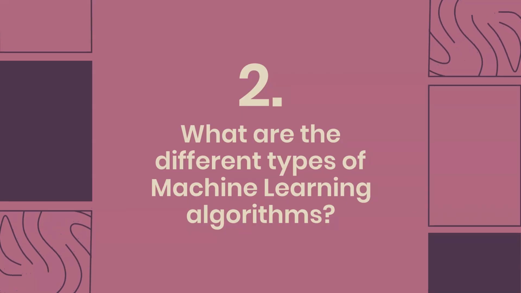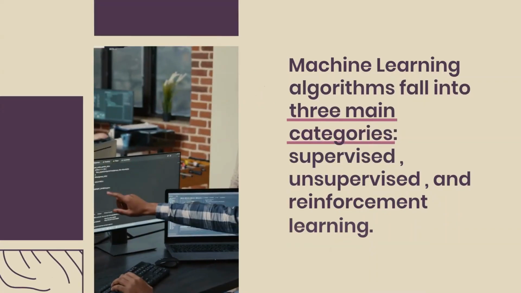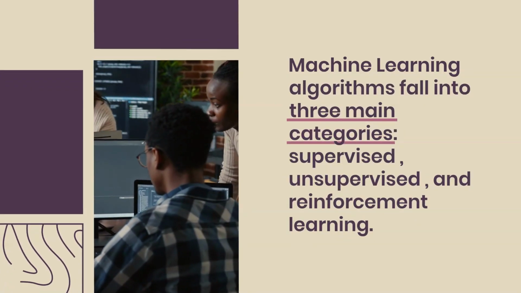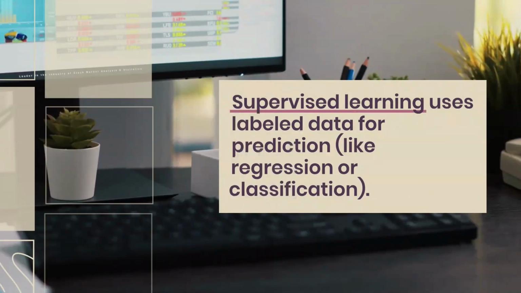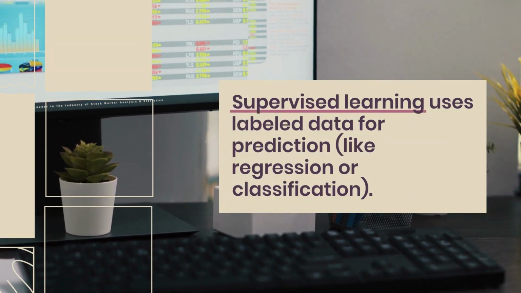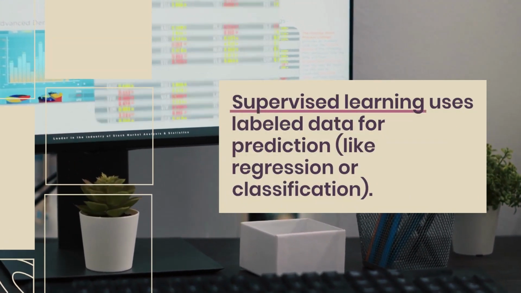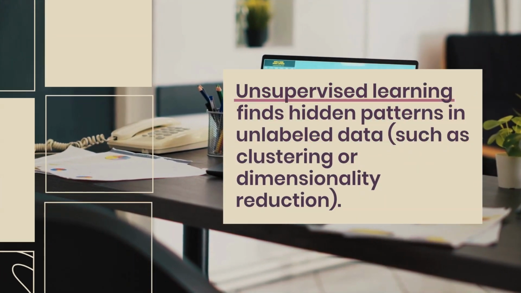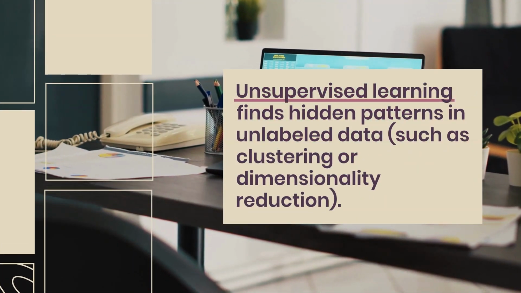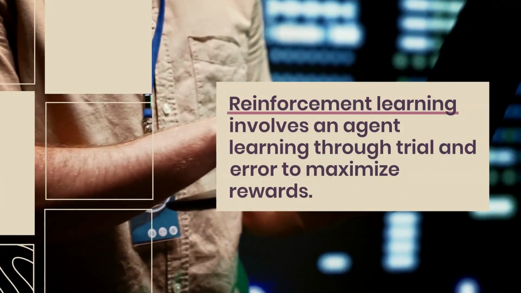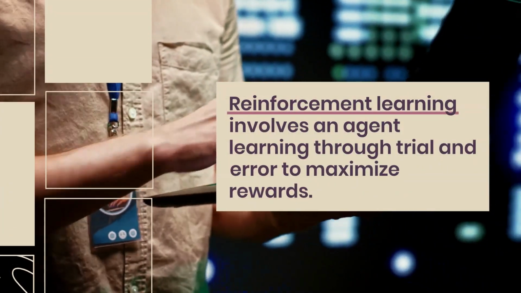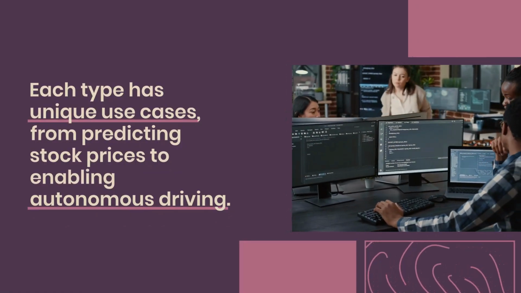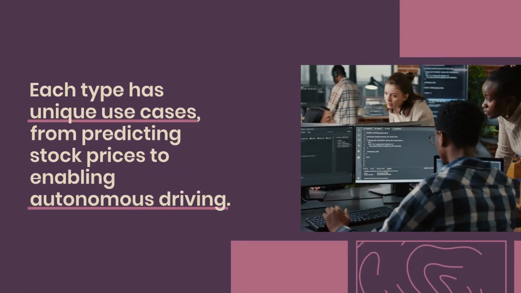2. What are the different types of machine learning algorithms? Machine learning algorithms fall into three main categories: supervised, unsupervised, and reinforcement learning. Supervised learning uses labeled data for prediction, like regression or classification. Unsupervised learning finds hidden patterns in unlabeled data, such as clustering or dimensionality reduction. Reinforcement learning involves an agent learning through trial and error to maximize rewards. Each type has unique use cases, from predicting stock prices to enabling autonomous driving.